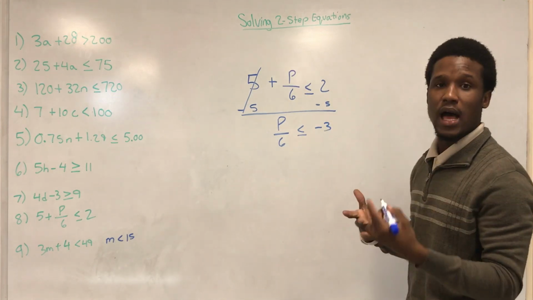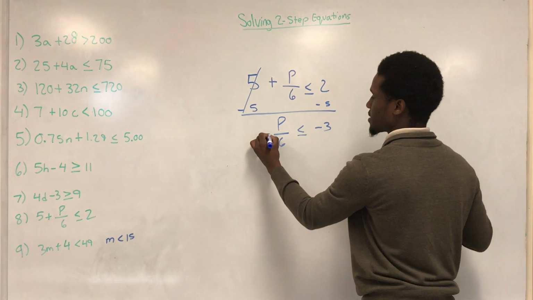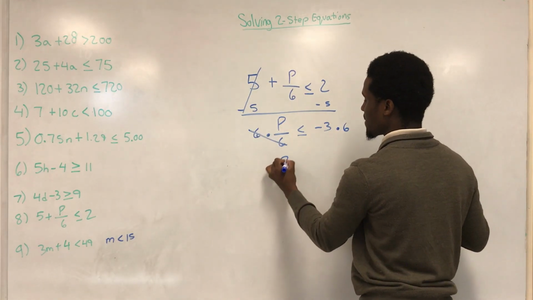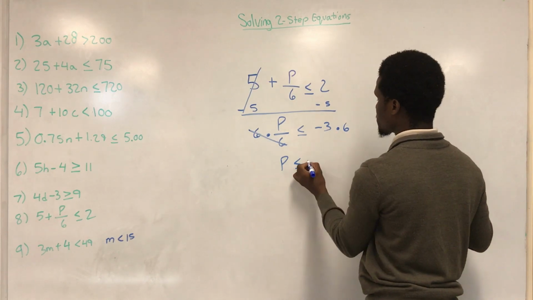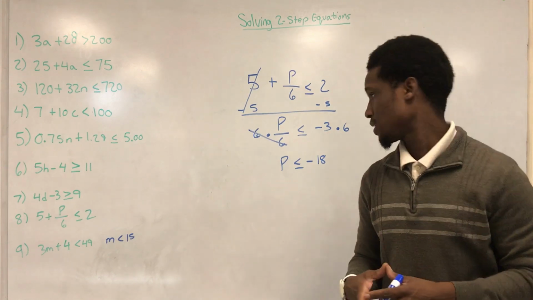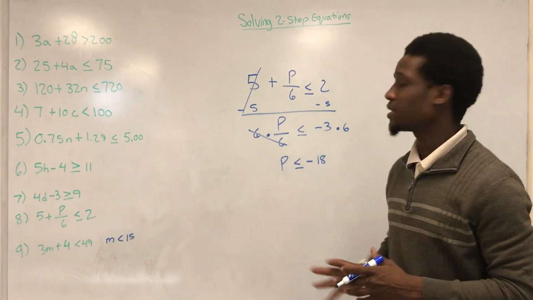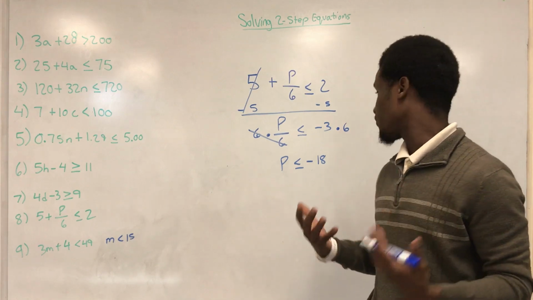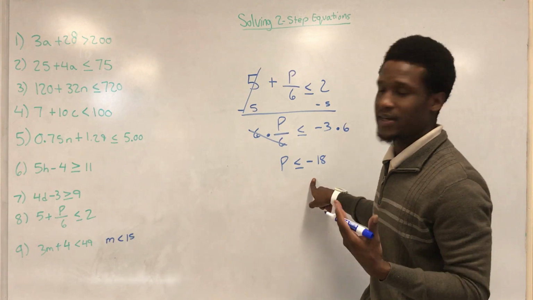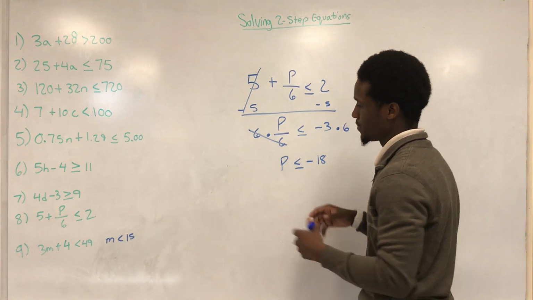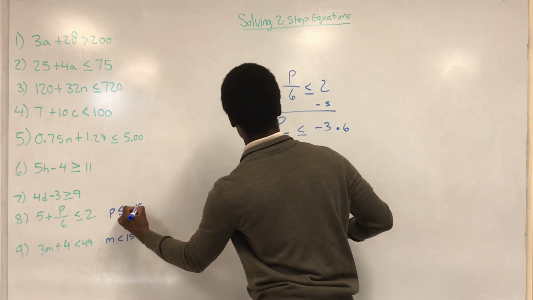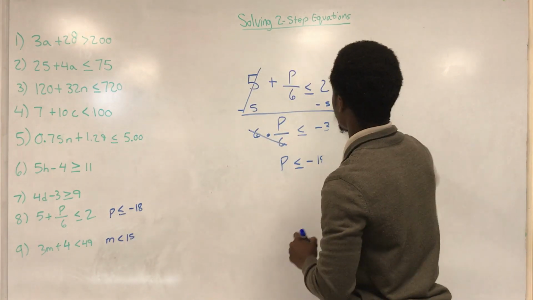Okay? So now I'm going to multiply by a positive 6. Multiply by 6, multiply by 6. So now p has to be less than or equal to negative 18. P could be negative 19, negative 20, negative 21, and p could also be negative 18. As long as it's less than or equal to negative 18, you have a correct answer. So p is less than or equal to negative 18.